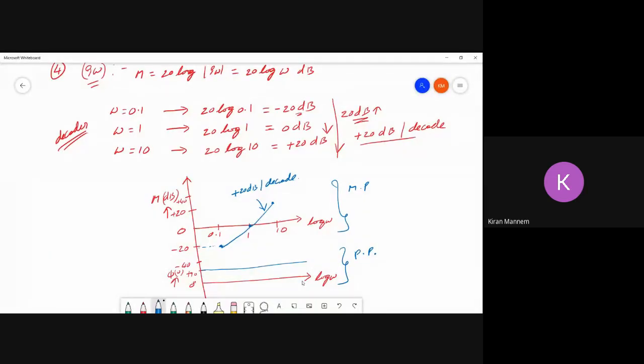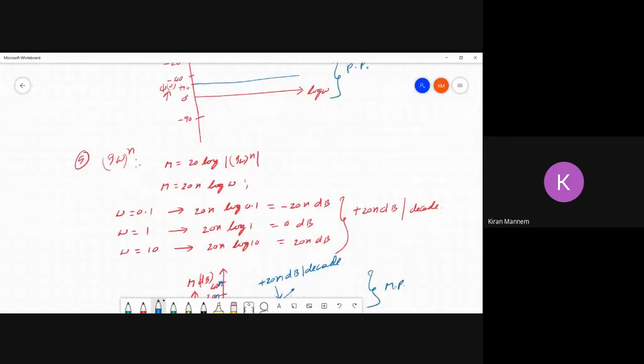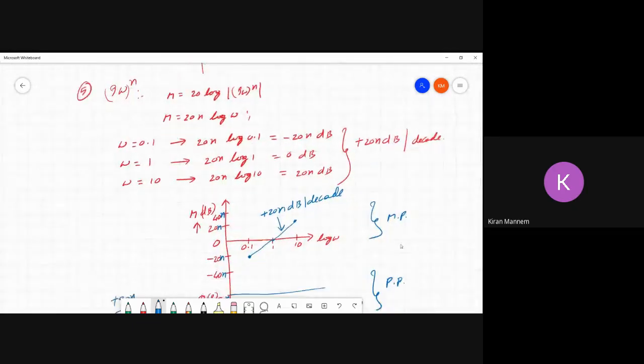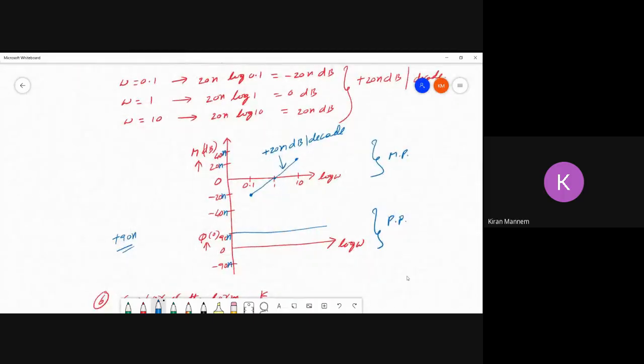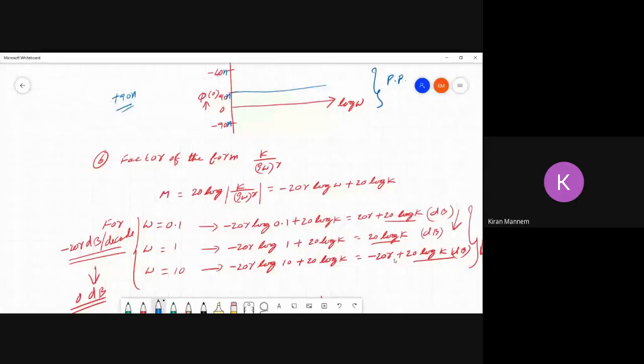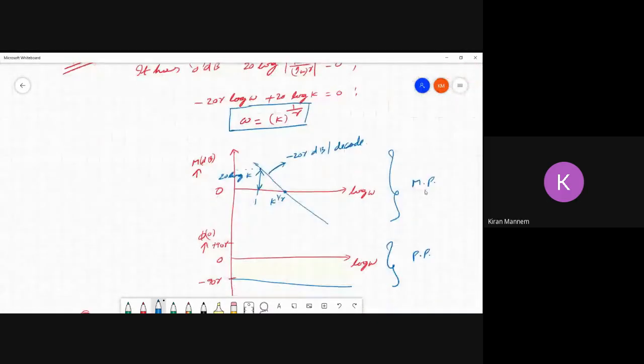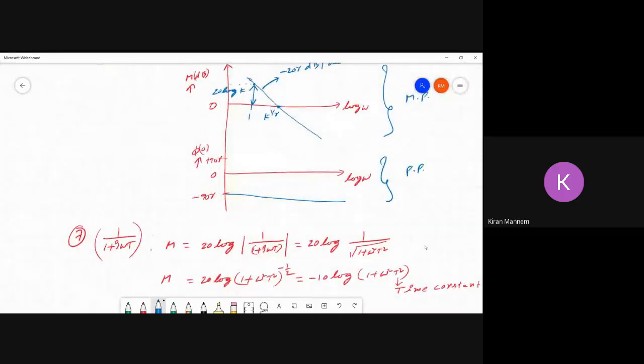In the last class, we stopped at plotting the Bode plot for the 7th basic factor, that is 1 by 1 plus j omega t. So for that we calculated the error, that is 3 dB at corner frequency, 1 dB at half the frequency. So this is your last class notes.